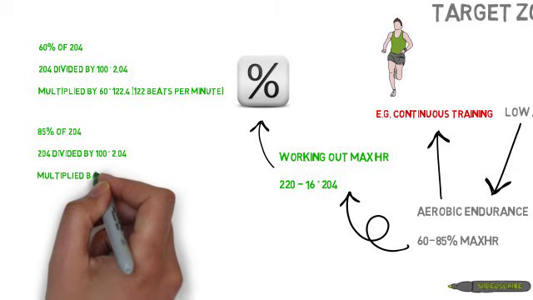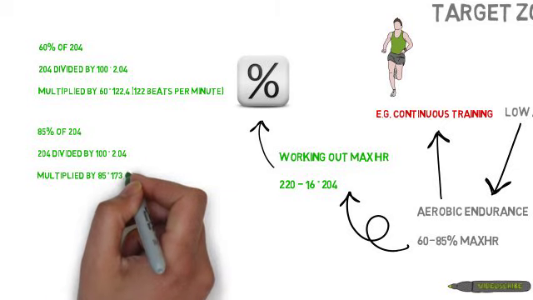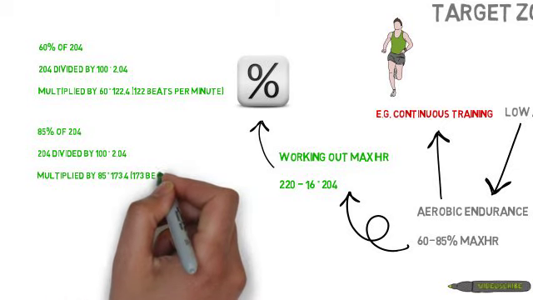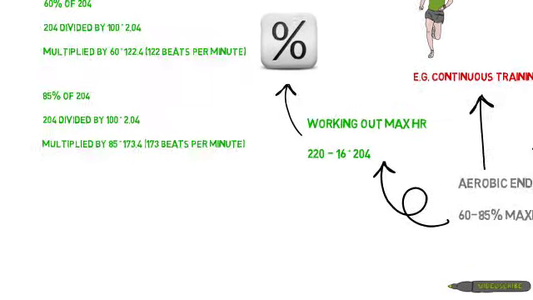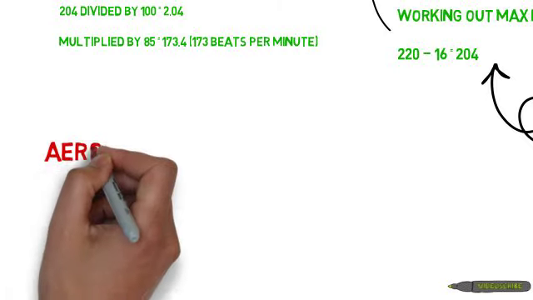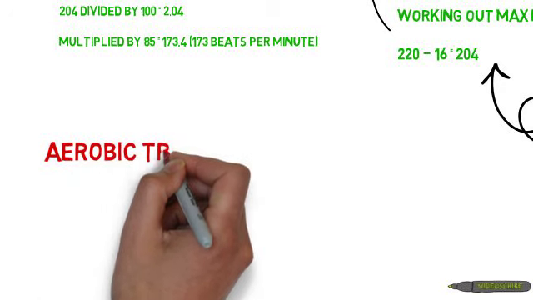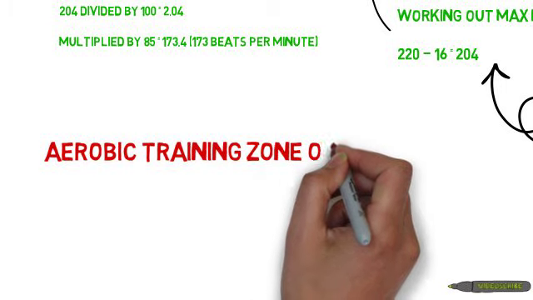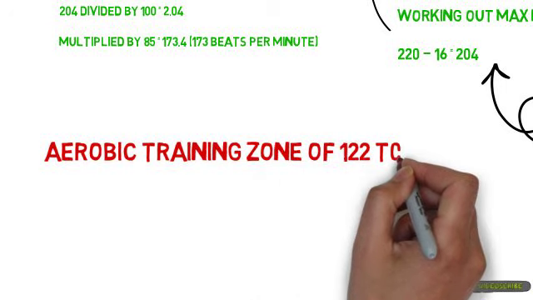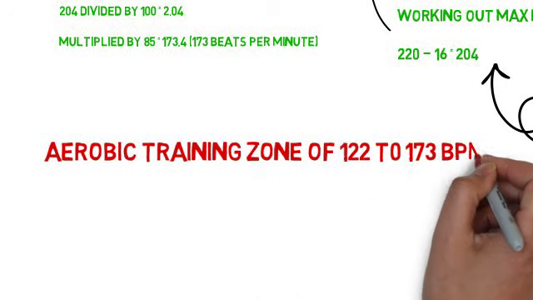85% would follow the same principle of 204 divided by 100, then times that by 85 to give you 173. So the 16-year-old's aerobic training zone that they need to work within would be 122 to 173 beats per minute. Beats per minute is your unit of measurement that you must include to get full marks.